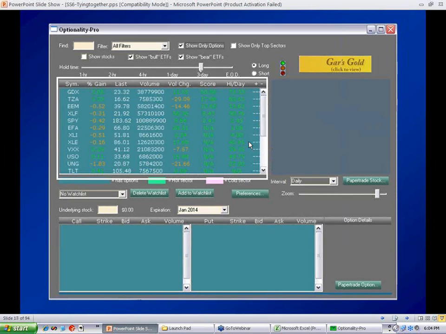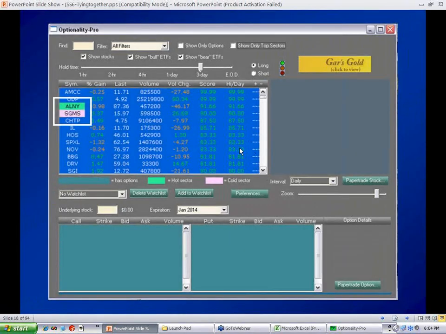All right, now the heart of the list, of course, are the scores. And each stock, in addition to scores, gives you the hot and cold sectors.